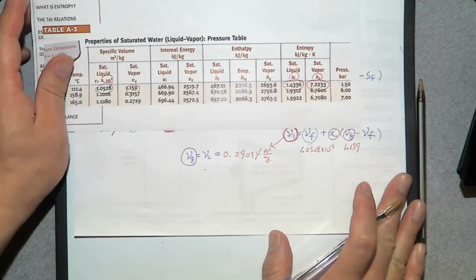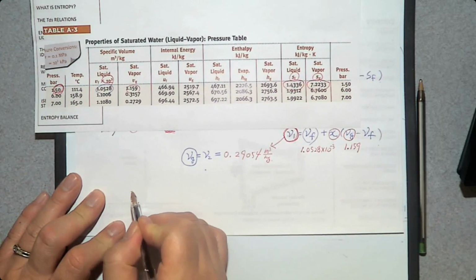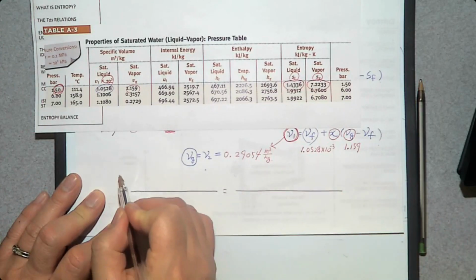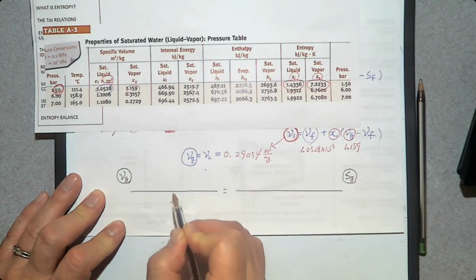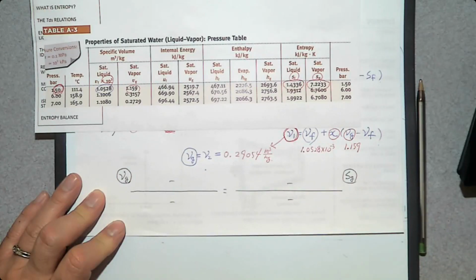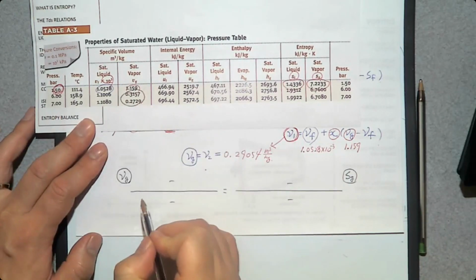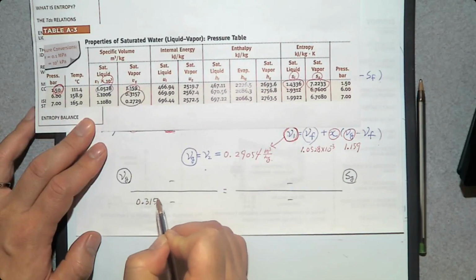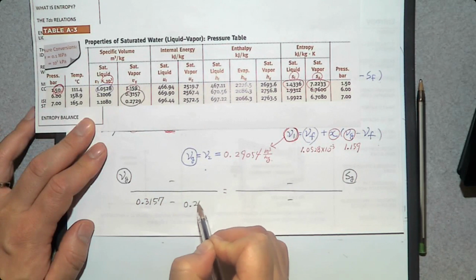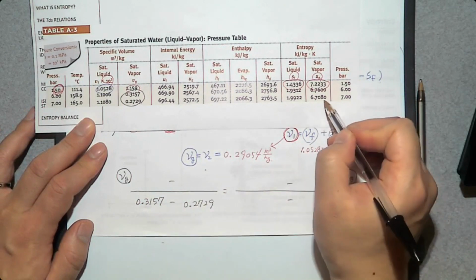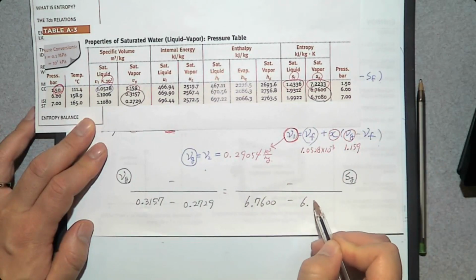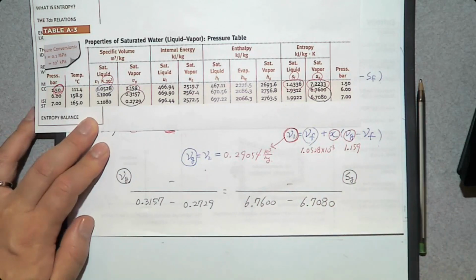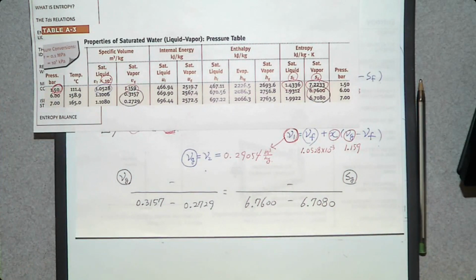If you don't remember how to do linear interpolation, let me do it one last time. The left-hand side is Vg, and the right-hand side is Sg. What are the two numbers? These two: 0.3157 and 0.2729. And what is the corresponding Sg? 6.7600 and 6.7080. Then, what is the specific volume? That's 0.29054.